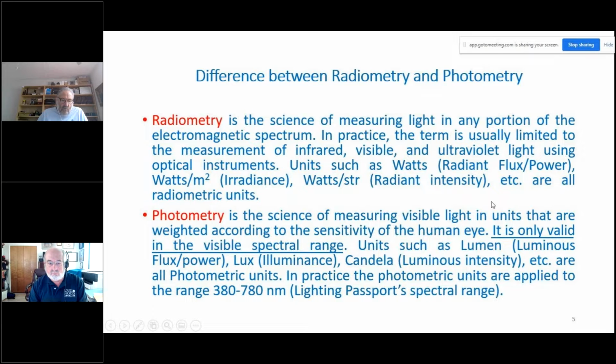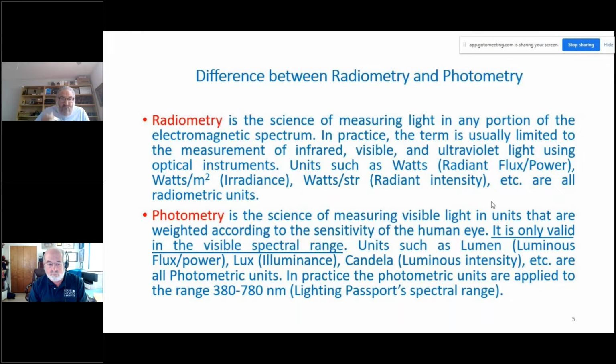Now let's look at the difference between radiometry and photometry. Radiometry is more general. It could measure light in any portion of the electromagnetic spectrum, from the infrared to visible to UV and more, mostly focusing on infrared, visible, and UV. It has units such as watts for radiant flux power, irradiance in watts per meter square, radiant intensity in watts per steradian, and so on. These are all radiometric units.